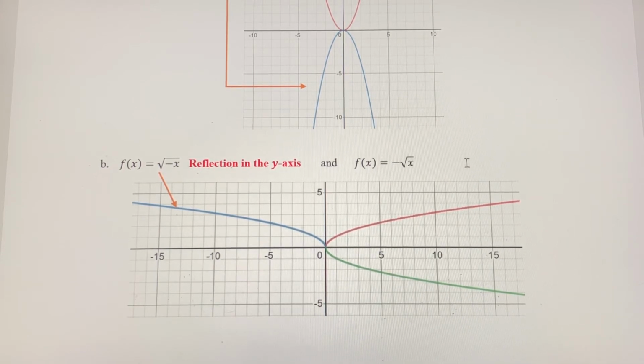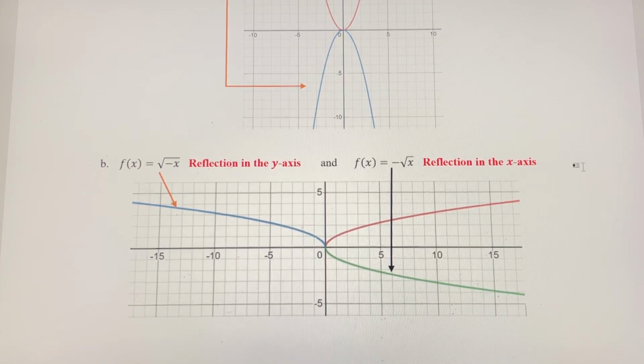f of x equals negative square root of x. Again, that's going to be a reflection in the x-axis, so that's going to be this green graph here. So you can see the difference between the two functions compared to the basic square root function and why those reflections occur the way they do.